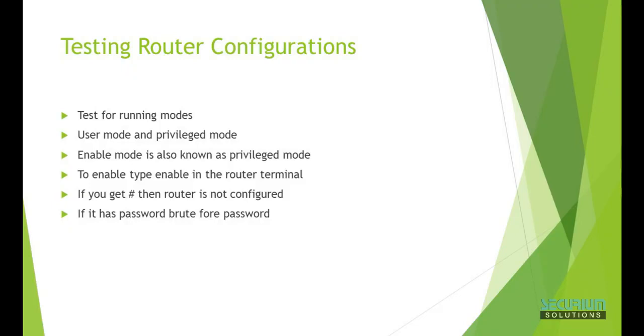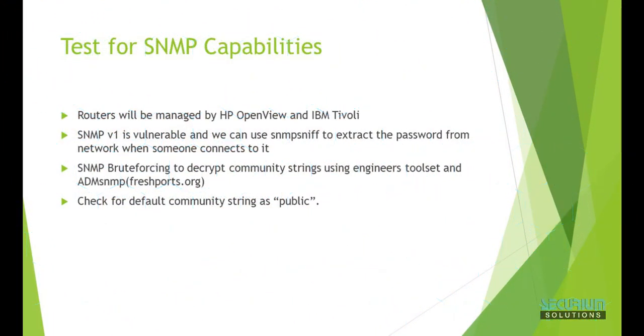Okay, whenever you get into that enable mode on the router, if you get the hash symbol, that means the router is not configured with authentication, and you are directly into the console. So if it has any passwords, then try to brute force the password. Okay, and the next thing we have in here is SNMP capabilities.